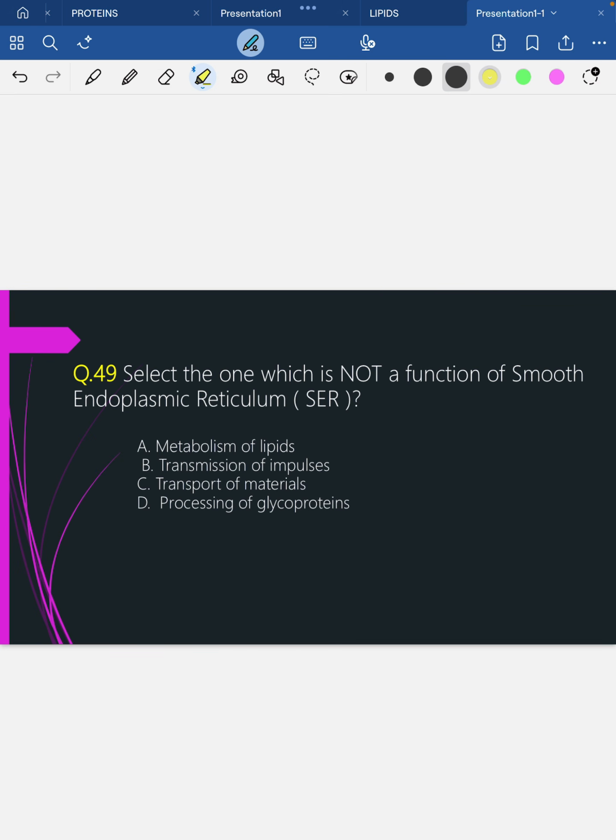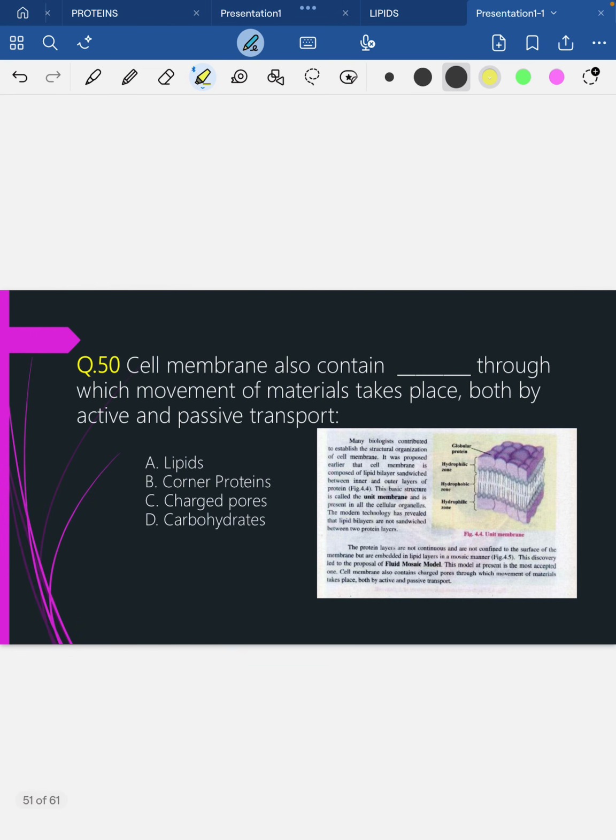Yes. 49. Select the one which is not a function of smooth endoplasmic reticulum. Very easy. Processing of glycoprotein, that is the function of Golgi apparatus. Golgi apparatus is responsible for the processing of all the molecules which have to be secreted outside the cell. But lipid metabolism, transmission of impulses, and transport of material, these are all functions performed by the smooth endoplasmic reticulum.